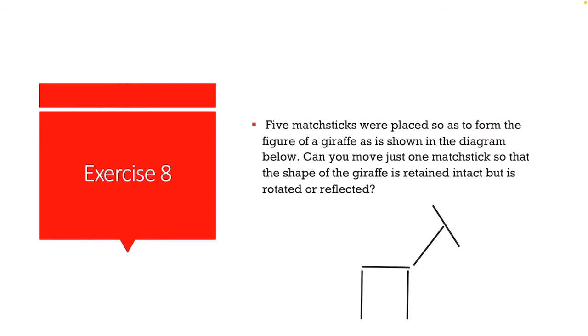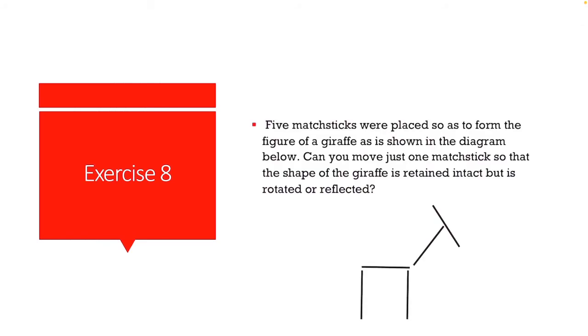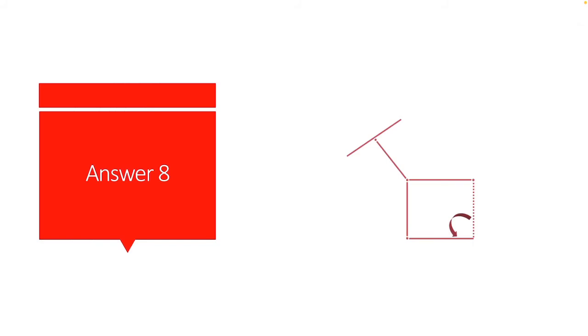Okay, it is very simple. See, in the diagram, move only one matchstick to point the giraffe in a different direction, that is to the opposite one. Earlier the face is this side. You just keep the one stick to the opposite side and the giraffe face will be rotated or reflected.